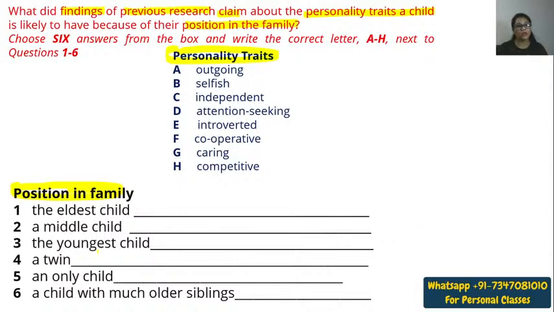Twins, what is their personality. Only child, if there is only one child in the house, what is their personality. A child with much older siblings, a child who has much older brothers and sisters. Okay, siblings means our brothers and sisters. So this is about the position in the family, and that is the personality traits. So you're going to match these personality traits with the position in the family from 1 to 6.